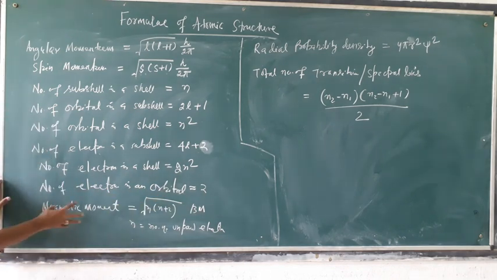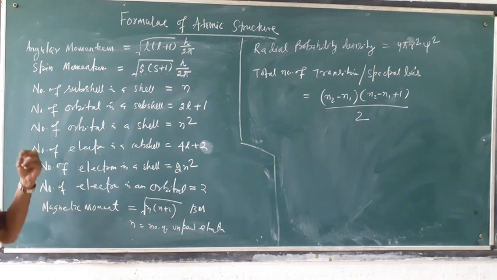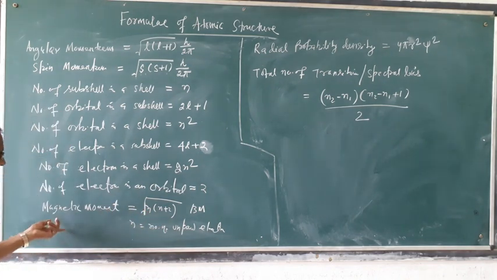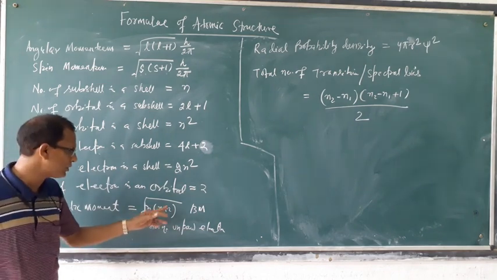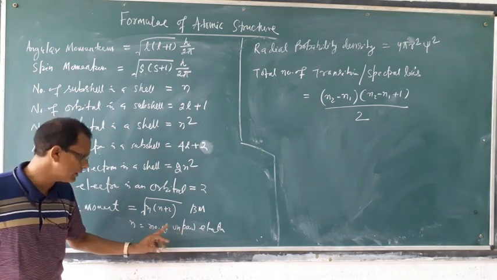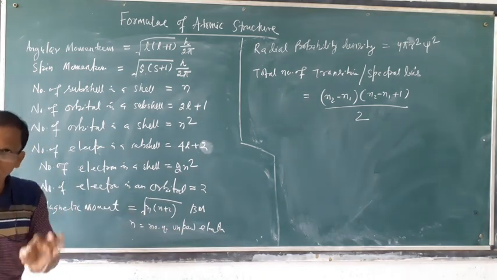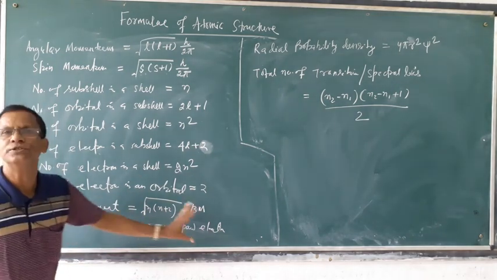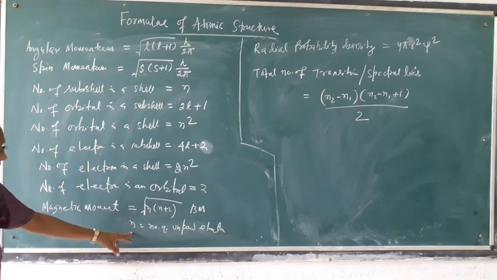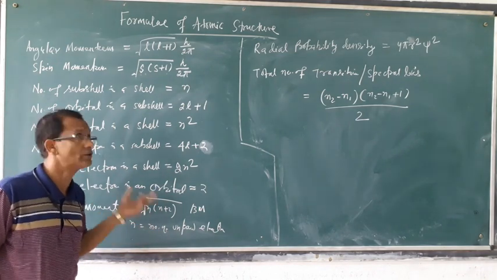Then the magnetic moment for the atom depends upon the number of unpaired electrons. What is the formula of magnetic moment? Square root of n into n plus 2. n is the number of unpaired electrons. If an atom has no unpaired electron, the magnetic moment is 0, n value is 0. Already in the last class we have discussed how to know the number of unpaired electrons.